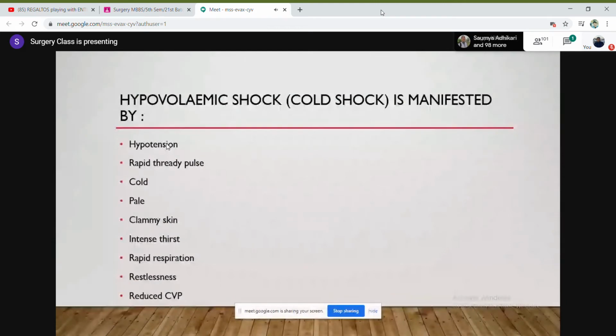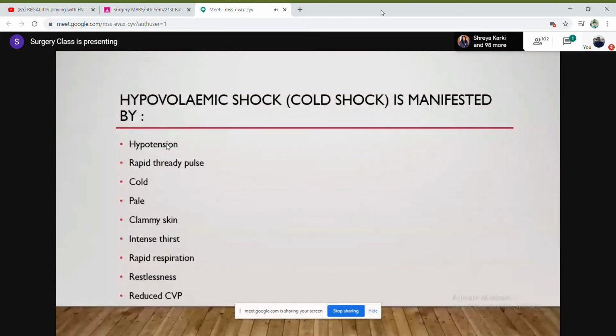Okay, we'll be talking mostly about hypovolemic shock today because the topic is hypovolemic shock. Basically, hypovolemic shock occurs because of massive loss of blood. The blood loss can be through many causes, I'll come to that. It is also known as cold shock.